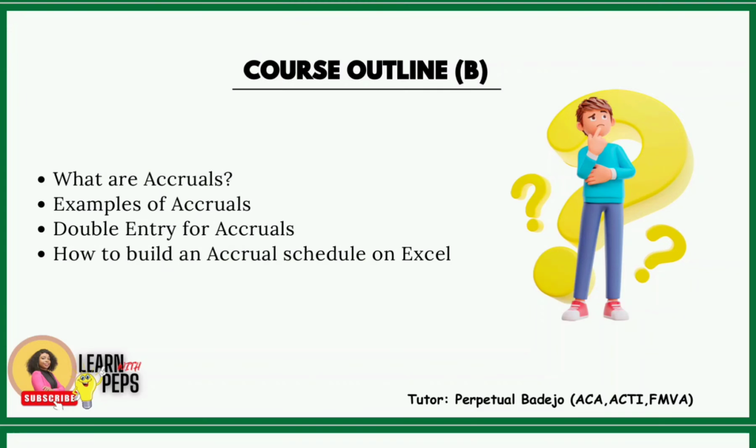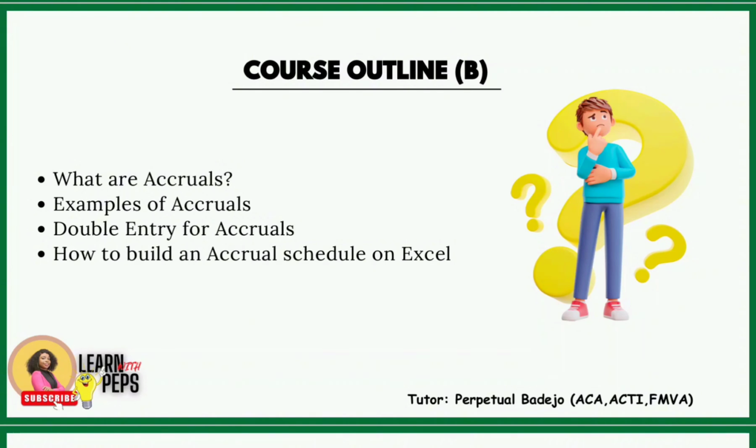What is the double entry for accrual? For accrued expenses, the double entry is quite easy. You debit your expense account and then you credit your accruals, which is a liability account. By the time you're making payment, you debit your accruals account, that's your liability account, and then you credit your bank or your cash. That is double entry, right?